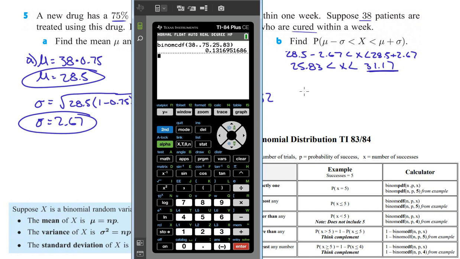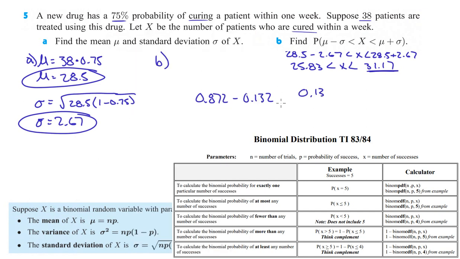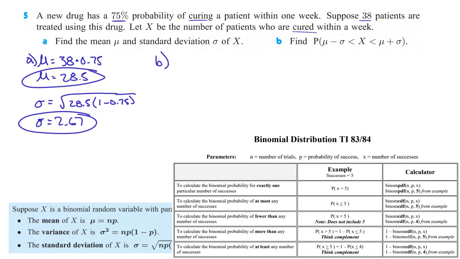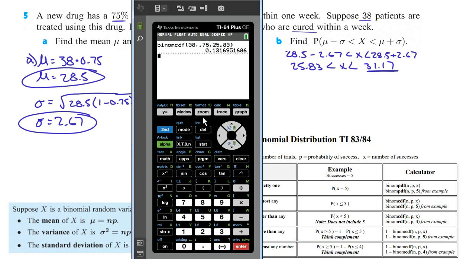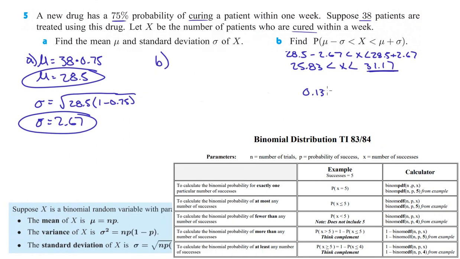Okay, so all the way up to that is 0.132. Look, I already have our numbers on here. Oops. I really should erase that. I was doing this ahead of time to make sure I did it right for you guys. There we go. So the probability of it being fewer than 25.83 is 0.132. So 13.2% will be less than that.